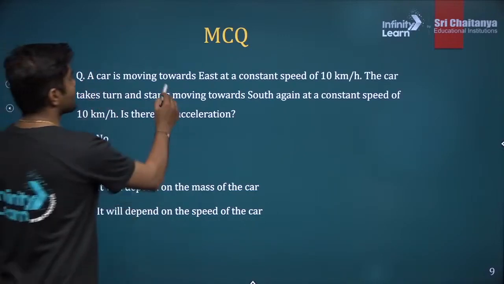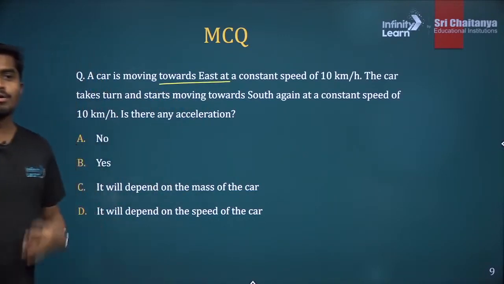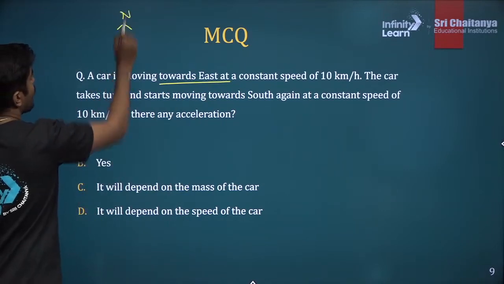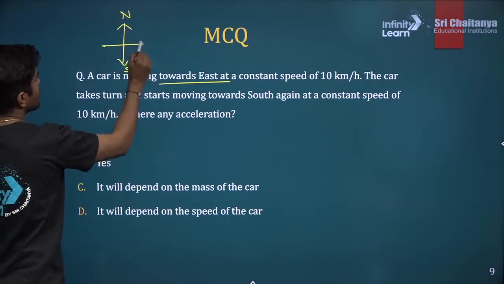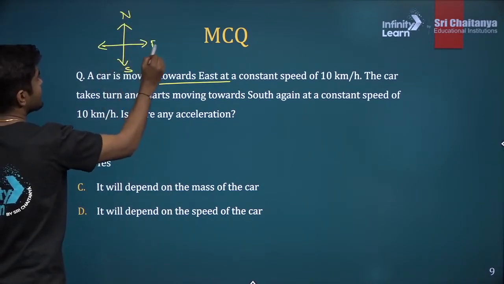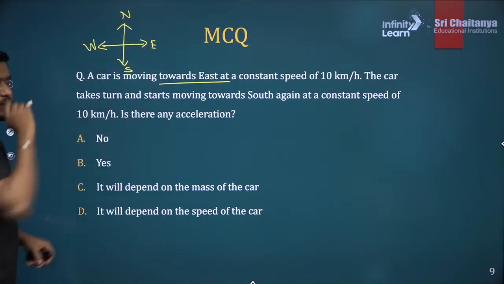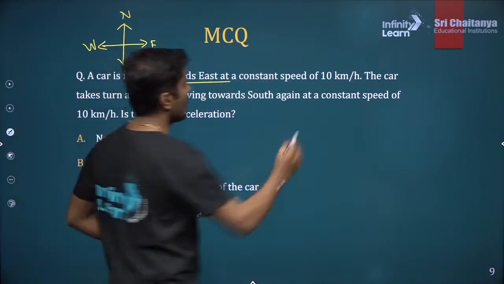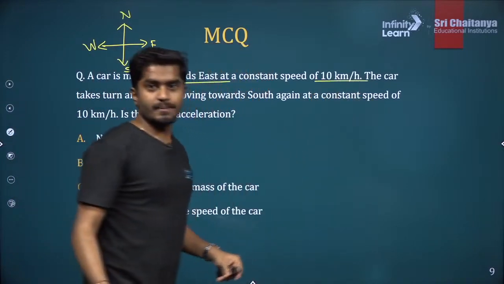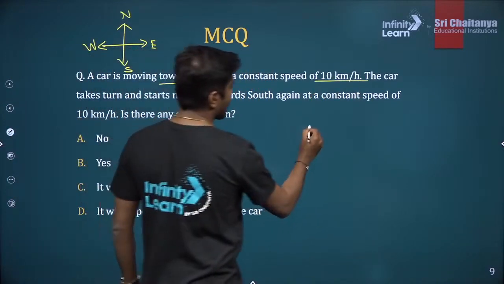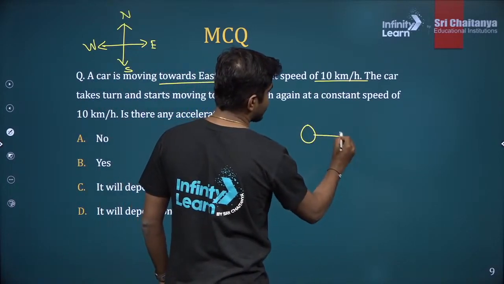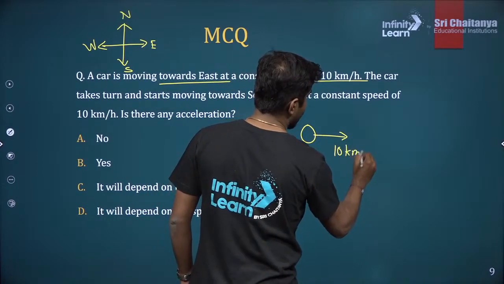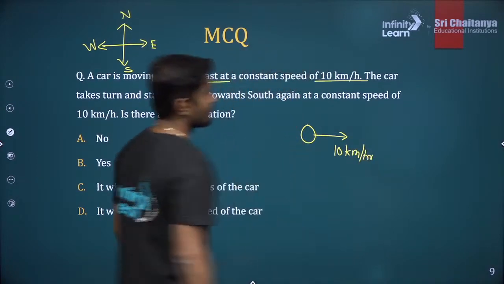A car is moving towards east. Do you know how the directions will look like? The top direction is usually north. There is a south, and here there is an east. This one is west. Clear? So the car is moving towards east at a constant speed of 10 kilometers per hour. Let's suppose we have a car here, moving in this direction at a speed of 10 kilometers per hour.